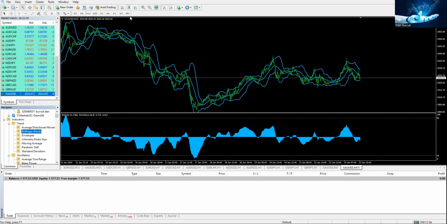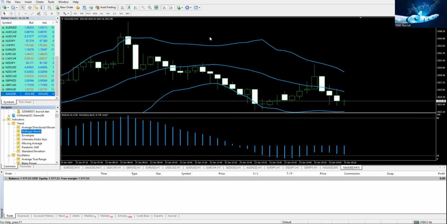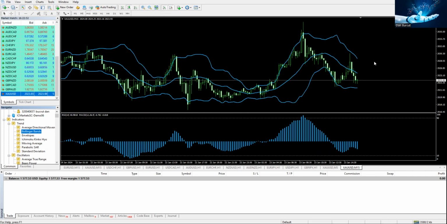I have chosen gold because it is a very volatile pair, and this is a setup for volatile pairs. Now, the next thing that I am going to do is change the candles and go full zoom in. After I go full zoom, I go 2 clicks out. All right.